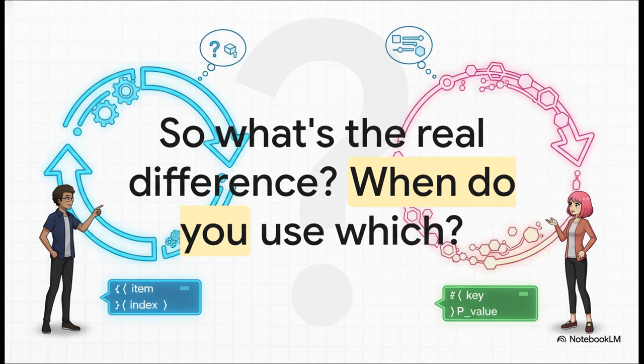Okay, so this is probably the number one question that trips people up. For and for_each, they sound so similar, they both use loops, so what's the deal? When do you actually use which one? Let's put this confusion to rest and make the difference crystal clear.